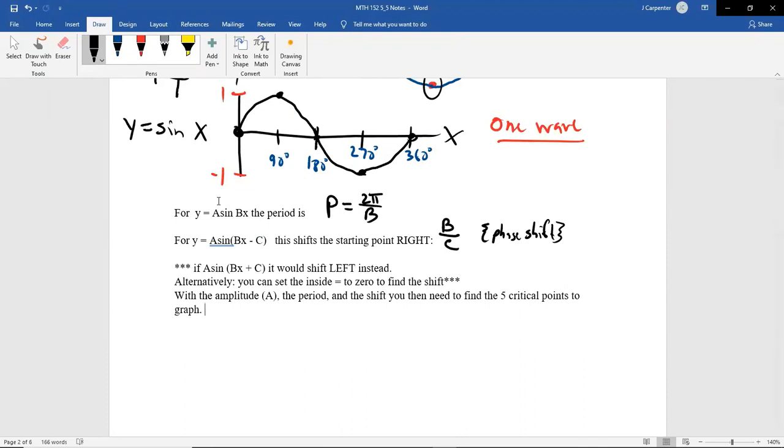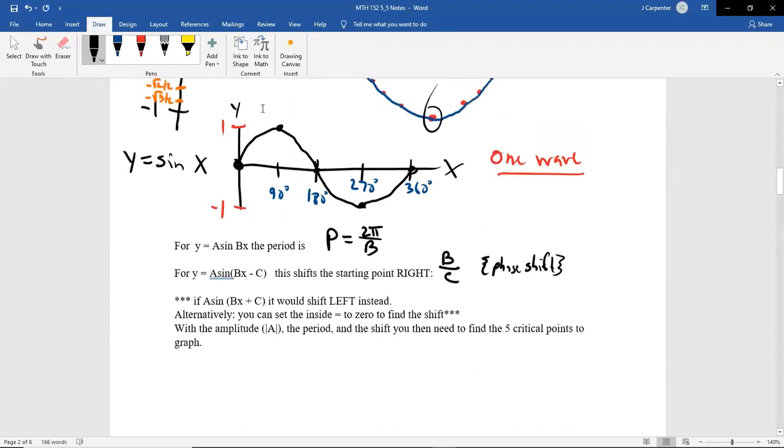Now, I actually need to specify that a little more. It's not just A, it's the absolute value of A, because the original A could be negative. But the amplitude is the absolute value of A. The amplitude is the highest high or the lowest low of the wave. So this has a 1 in front of the sine, which is why it goes up to a height of 1 and down to a height of -1.